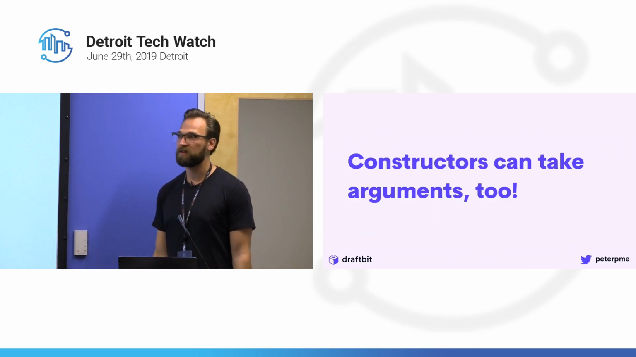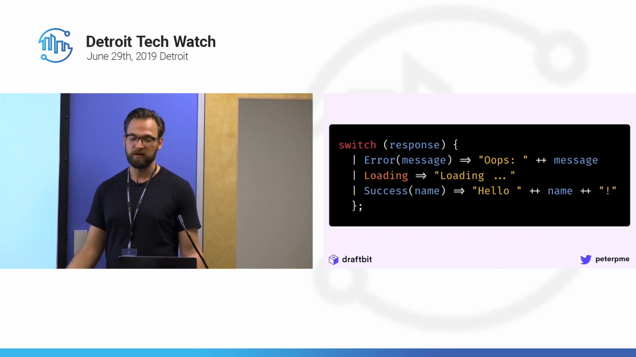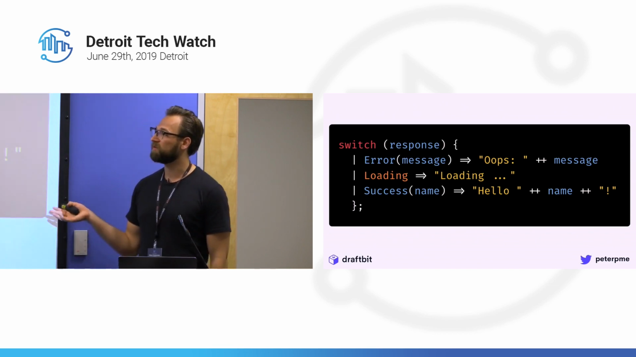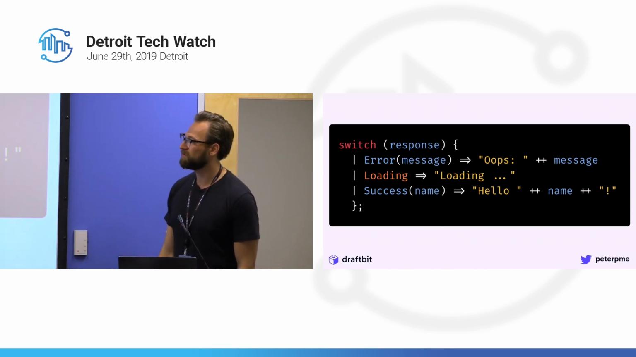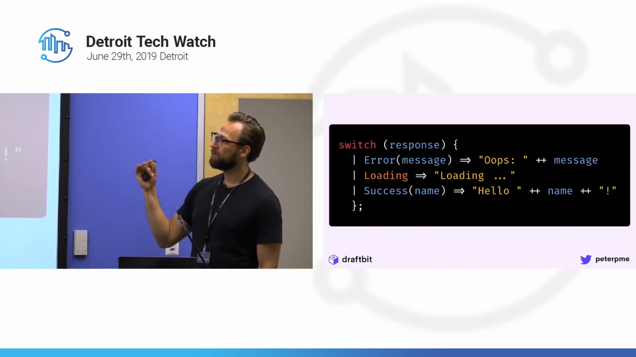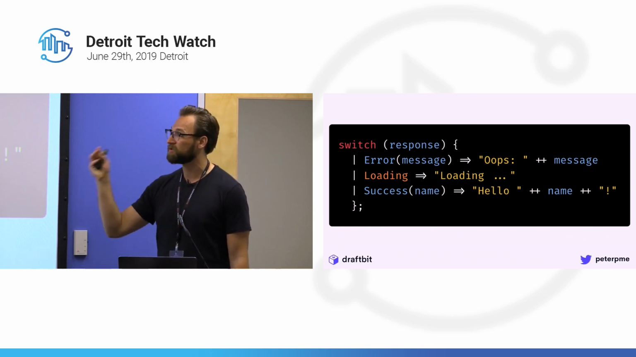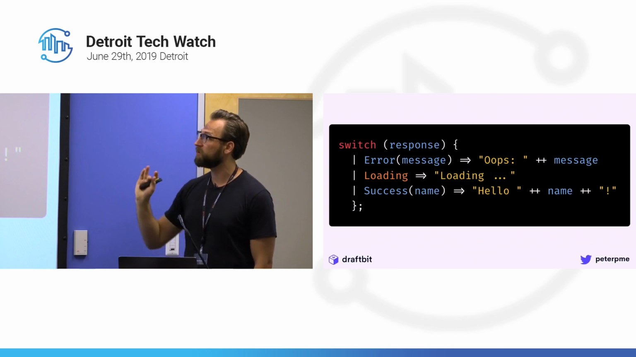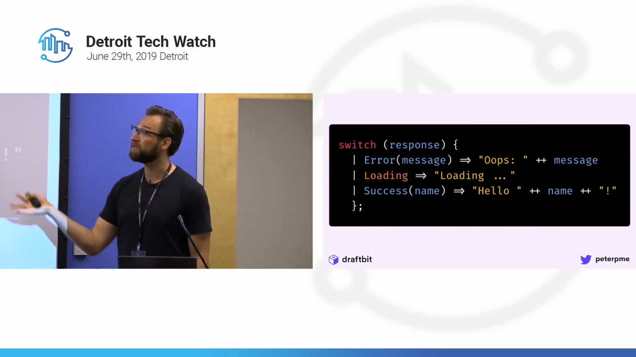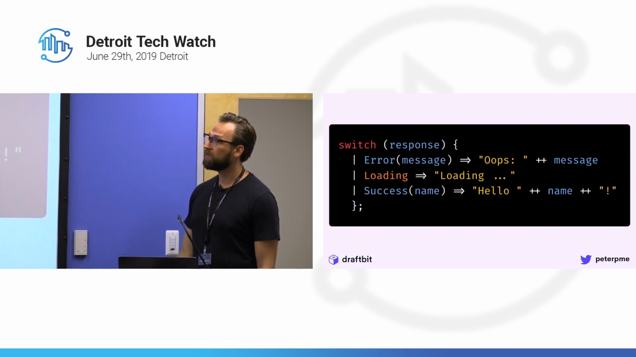Constructors take arguments too, which is what you usually do. This is a more realistic version of that, a little less silly and a little more real. You've got an error, so your server responds with some response, and that response happens to match this error constructor. You get some error message, and you can just load that up. Loading doesn't need one, because it's just loading. And then lastly, the success.